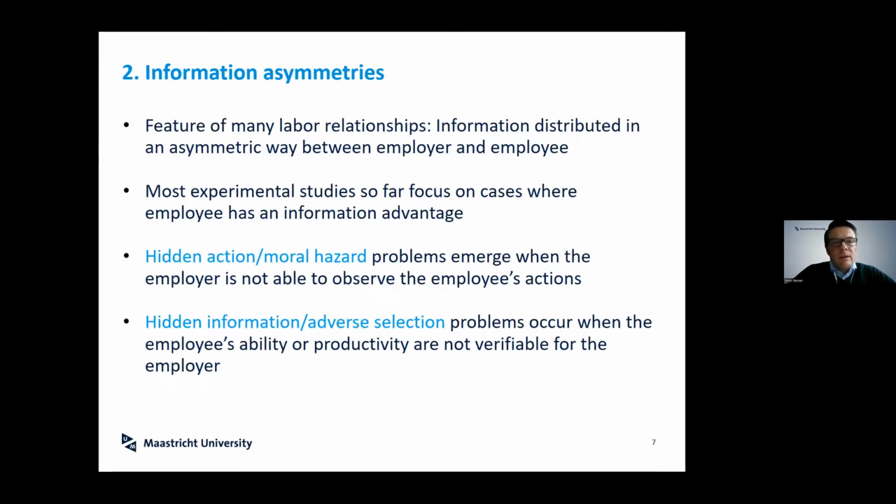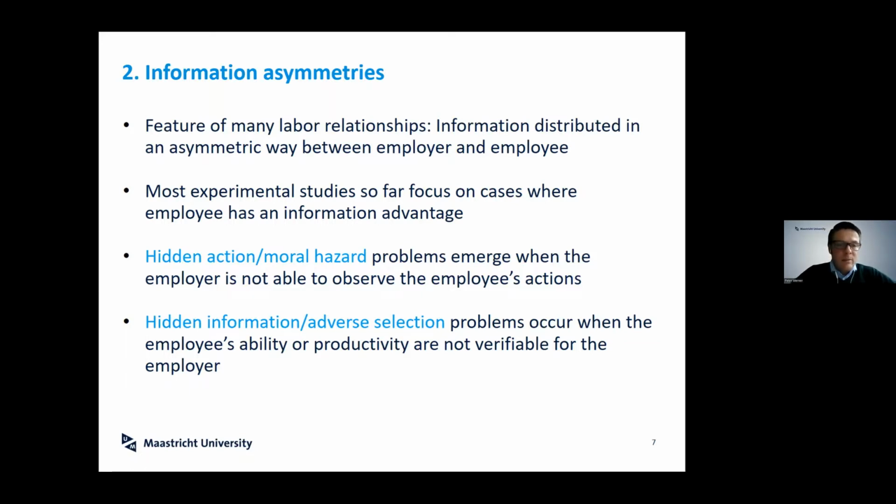Now, let me discuss the studies on information asymmetries. An important feature of many labor relationships is that the information between employer and employee is distributed in an asymmetric way. So one party has more information than the other party, which can cause problems. And most experimental studies so far in this area focus on cases where the employee has the information advantage. And you can group these types of problems into, let's say, two broad areas. The first is the area of hidden action or moral hazard problems that emerge when the employer is not able to observe the employee's actions.